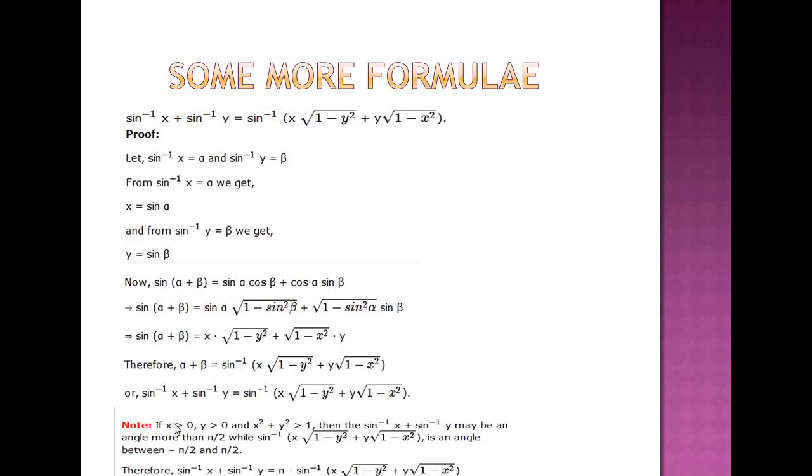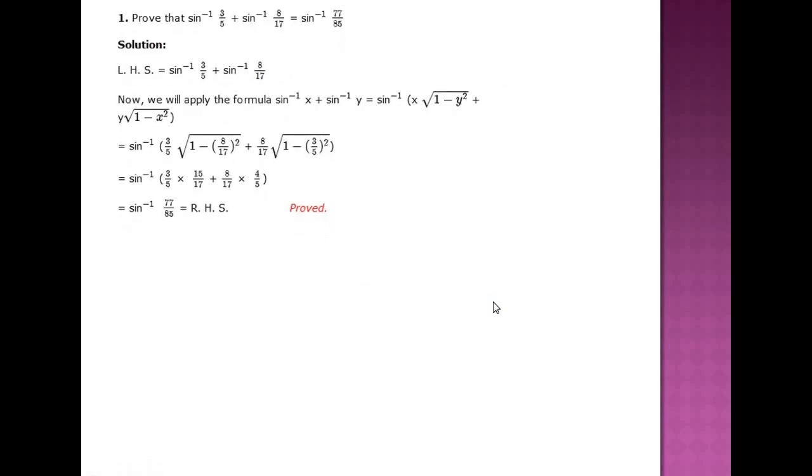Now why has this pi minus come? This is the general thing for the general case, but in case your x and y both are positive and the sum of x square and y square is greater than 1, in that case you have to make some minor changes. You cannot write the answer as sine inverse of x and this; rather, before that you have to subtract it from pi, right? Because the angle is between minus pi by 2 and pi by 2.